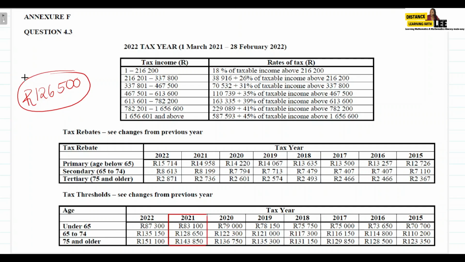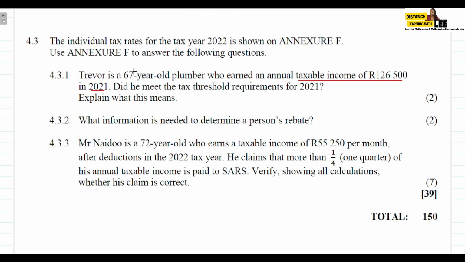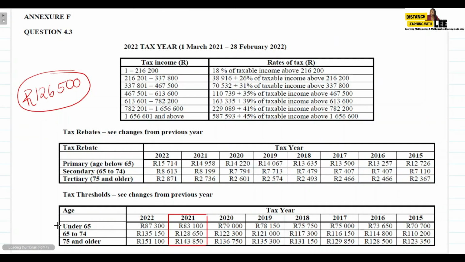The other information that was given to us is that Trevor is 67 years old. So we're going to go to our tax thresholds table, and if he is 67 years old, that means we are going to be focusing on this row here. We're going to be focusing on the amount 128,650. That is the amount that we are going to be looking at.